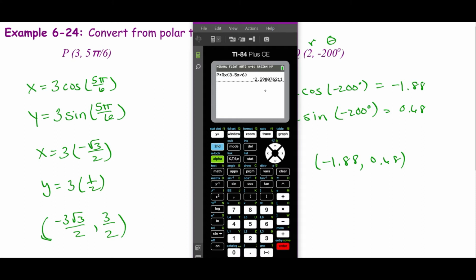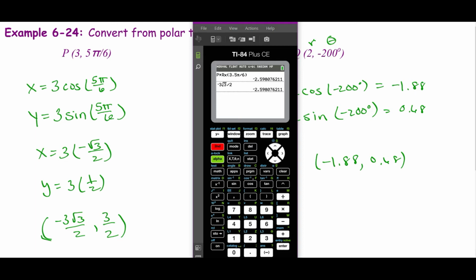And this gives me negative 2.598, etc., which should be equivalent to what we had here. So negative 3 radical 3 divided by 2. Gives us that exact same value, so it's giving you the decimal answer. Now remember, that's just the x-coordinate, then we have to go through that process again to get the y-coordinate.